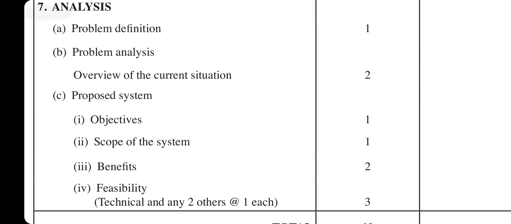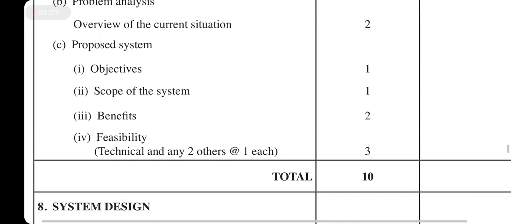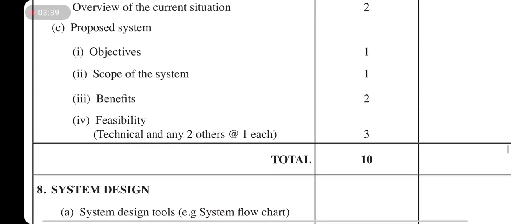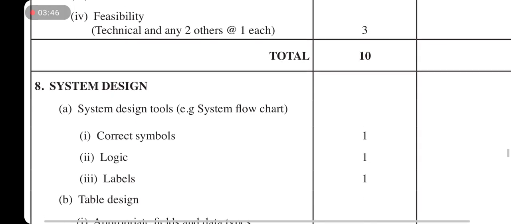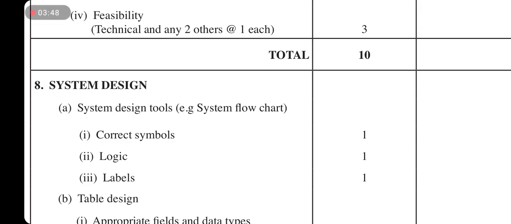Then when you come to proposed system, you write the objective of the proposed system, scope of the system, its benefit, and feasibility studies. And feasibility technical. If there is technical and any other 2, you get 1 mark each. You can go and check the other people's project or document to see how they do them, then you implement. Paper 3 is not that tough.